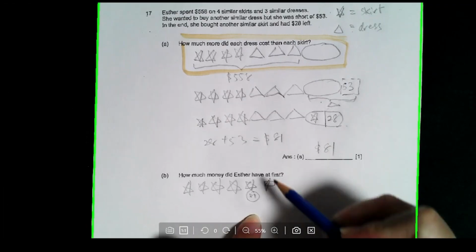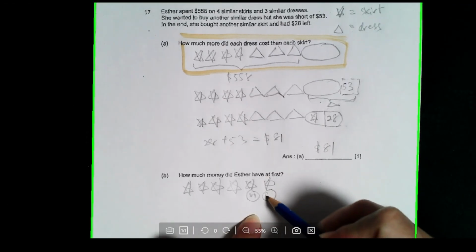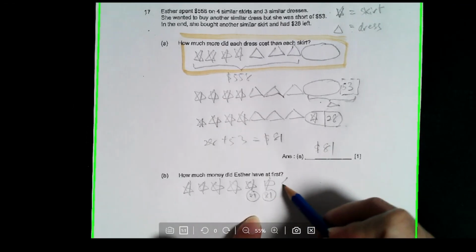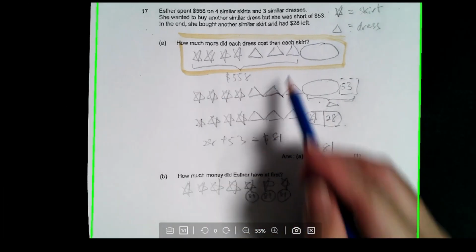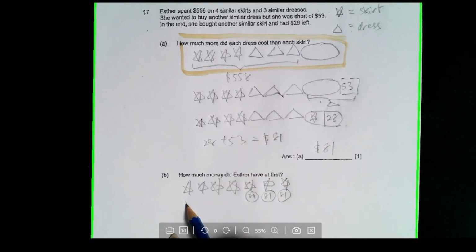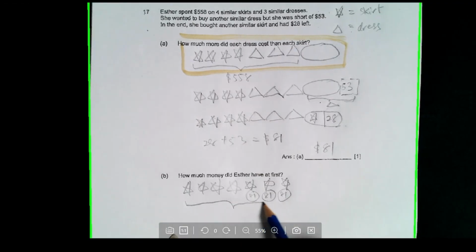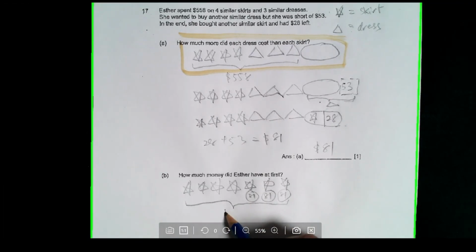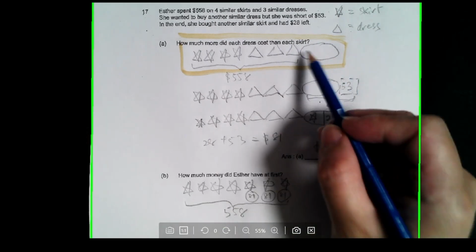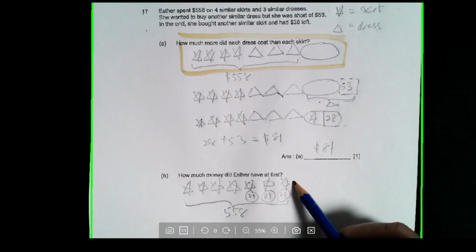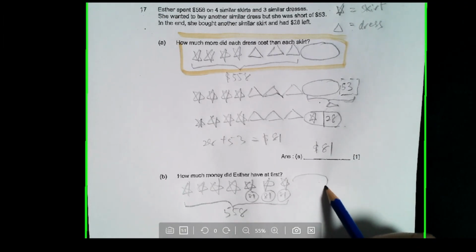Stars plus 81. So she bought 4 stars, plus how many stars do you draw? 1. And this whole thing is 3, 4. And how many dresses? 3 triangles, right? 3 dresses. And don't forget, like I said, how much did she have at first? And all this will remain there.